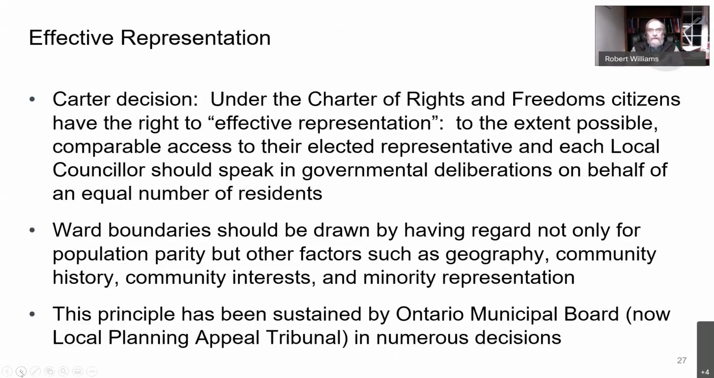So that's part of equality, but translated into how you are represented. But to get there, the decision also makes clear that boundaries are not just based on population. Population is important, but that's not the only factor, because sometimes the factors we've talked about, geography, community history, community interest, minority representation, can somehow be folded into that.